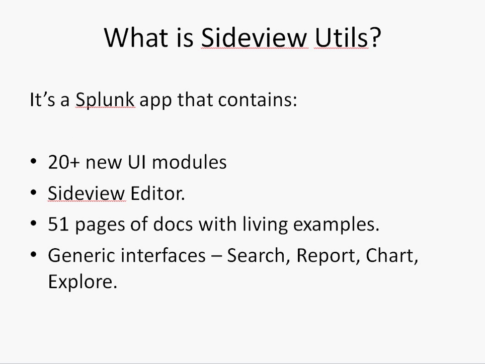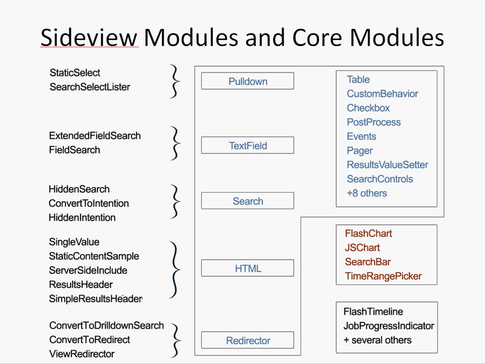So what is Sideview Utils? It's a Splunk app. It contains primarily modules, new Splunk UI modules that augment and extend the UI framework. It also contains the Sideview editor, the docs, and some generic interfaces. The Sideview editor already has its whole own episode you can check out, Cooking with Sideview episode 2, if I recall correctly, as does the report builder, as do the docs, in fact. But it's really all about the modules. Without the modules, there's really no Sideview Utils.